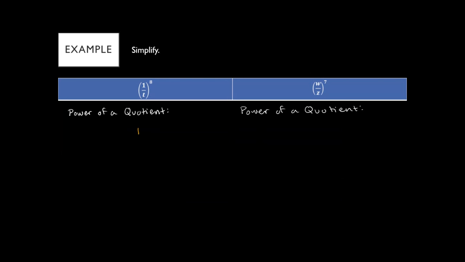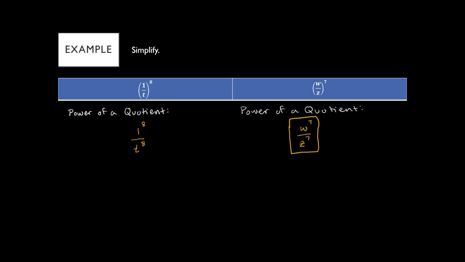So for the first example, that would be 1 to the 8 over t to the 8. For the second example, that would give us w to the 7 over z to the 7. Now on the right, they're variables. There's nothing we can do. So we're just literally distributing that exponent.